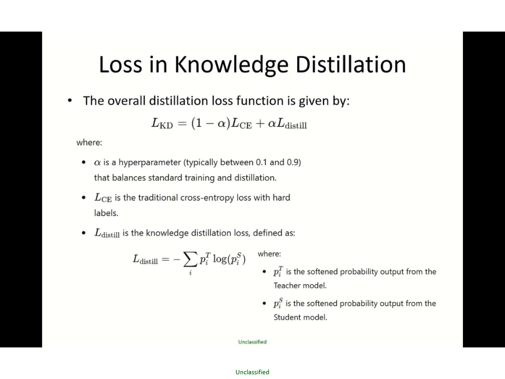Now the overall distillation loss function is given by the formula below, where alpha is the hyperparameter that typically runs between 0.1 and 0.9, and this balances the standard training and distillation, whereby L of CE is the traditional cross entropy loss with hard labels, and the distillation loss is the knowledge distillation loss defined by the formula below.